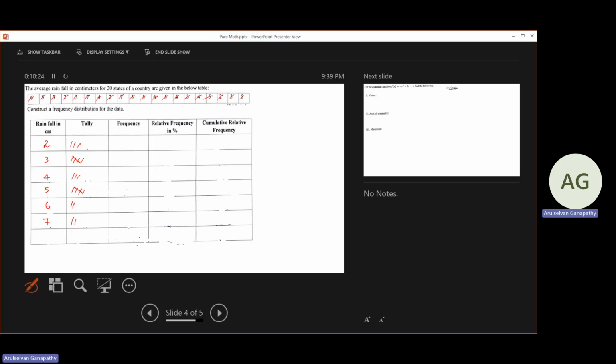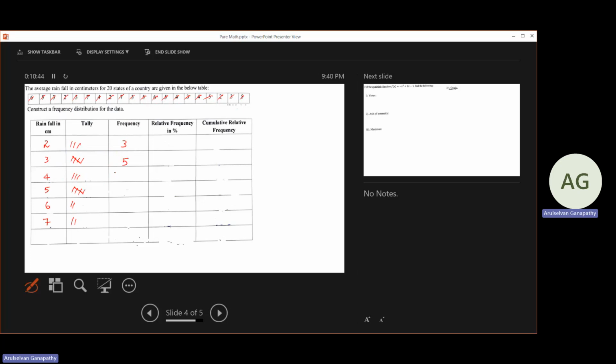So how many tally marks are there? Tally marks 3. So 3 is the frequency for 2, and one block we have for 3. One block means 5. So the frequency for 3 is 5.